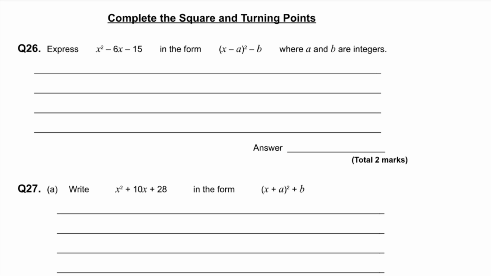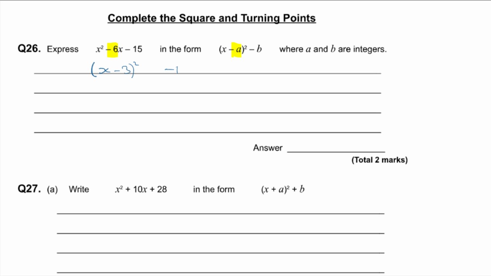Express x squared minus 6x minus 15 in the form x minus a all squared minus b, where a and b are integers. So the key to this is taking this value here, halving it, and that is going to be this part here. So we're going to take 6 and halve it. We're going to get 3. So this is going to be in the form x minus 3 all squared.